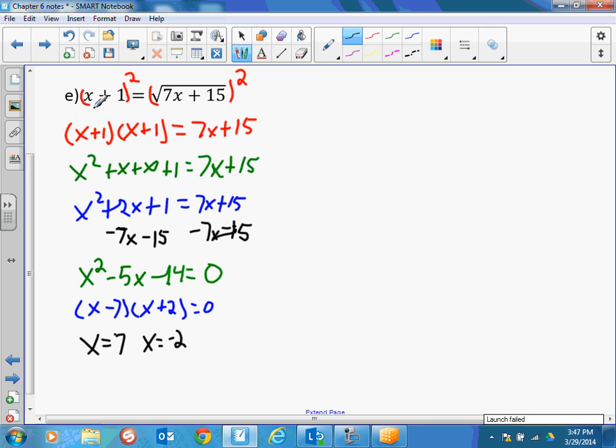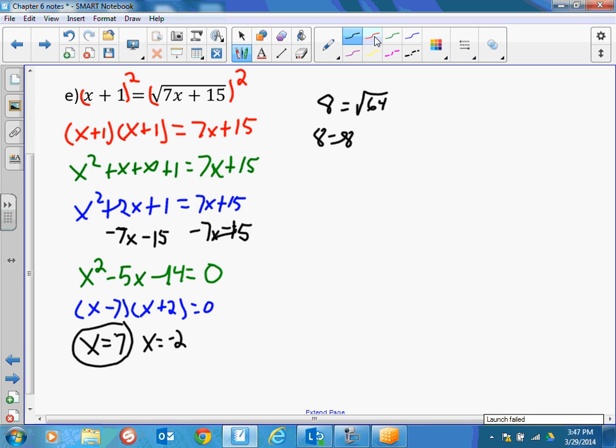So let's check 7 first. We got 7 plus 1 is 8 equals, you plug in 7 there. 7 times 7 is 49. 49 plus 15 is 64, so we got the square root of 64. And we get 8 equals 8, so that checks out. So we can circle this one. We know that's the answer.